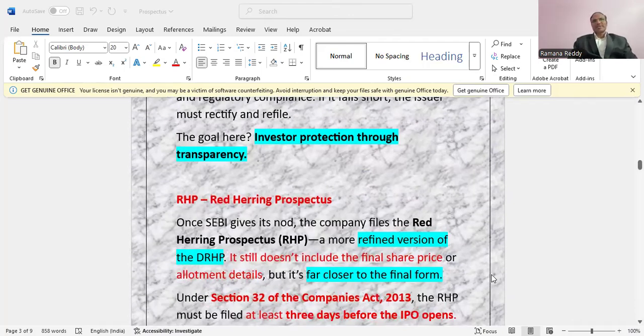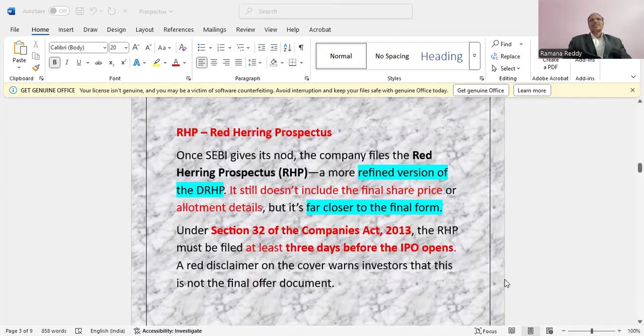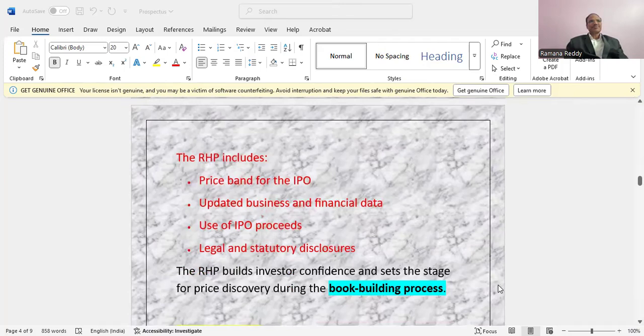Now, what is RHP, red herring prospectus? Once SEBI gives its nod, the company files the red herring prospectus, that is RHP, a more refined version of the DRHP. It still does not include the final share price or allotment details, but it is far closer to the final form. Under Section 32 of the Companies Act 2013, the RHP must be filed at least 3 days before the IPO opens. And a red disclaimer on the cover warns investors that this is not the final offer document.